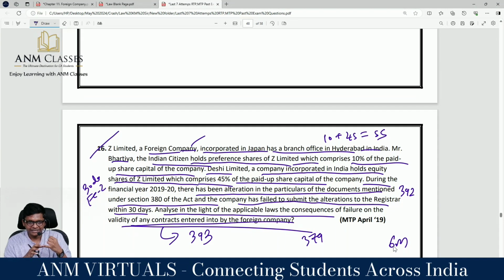So first you have to write it's a foreign company where more than 50% of paid up share capital of preference and equity together is held by Indian company and Indian citizen. Therefore, all provisions including this chapter is applicable. As per section 380, whenever there is a change, you need to update them in 30 days in form FC2. And then, even if you don't file, penalties in section 392, but the contracts are valid in section 393. That's it. 6 marks. Are you getting it, guys?